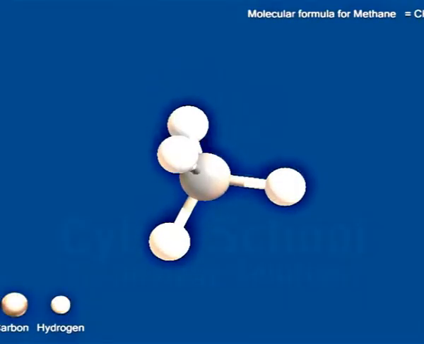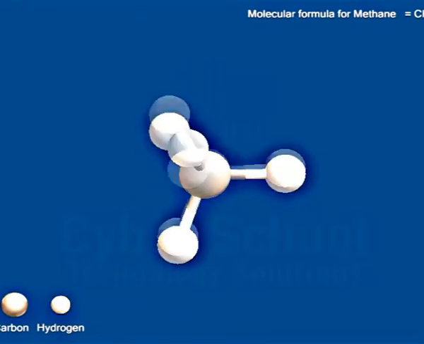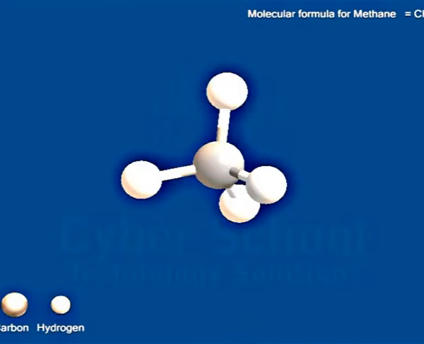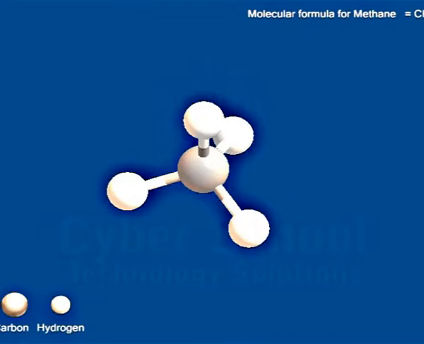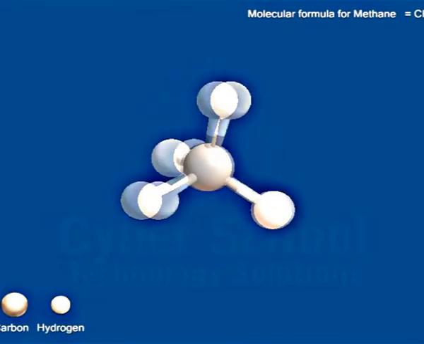In the visuals, we see structures of some organic compounds. Methane is the first member of alkanes. Alkanes are saturated hydrocarbons. It has a tetrahedral structure.